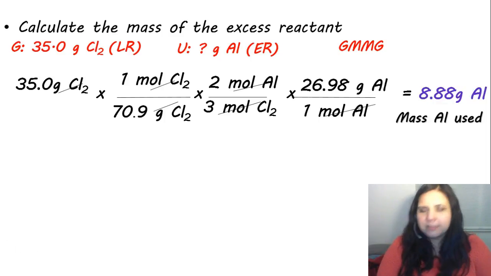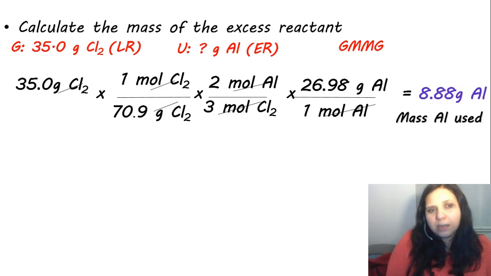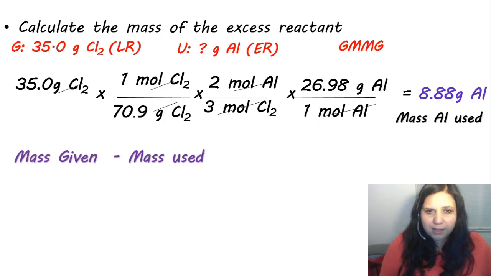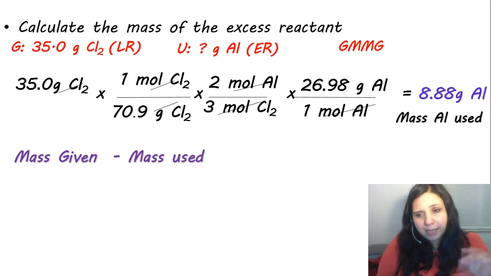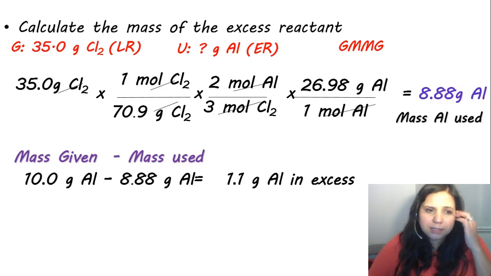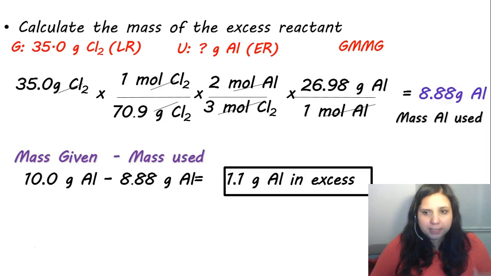Okay, so we're almost done. This is just how much we used. So now we need to calculate how much is left over. Well, to start with, how much aluminum was I given? I was given 10 grams of aluminum. So I'll take the mass of aluminum that's given, I'll subtract the mass that actually got used, which is what I had to calculate, and that'll give me the mass of the excess reactant. So 10 grams of aluminum minus 8.8 grams of aluminum, the mass given minus the mass used, gives me 1.1 grams of aluminum in excess.